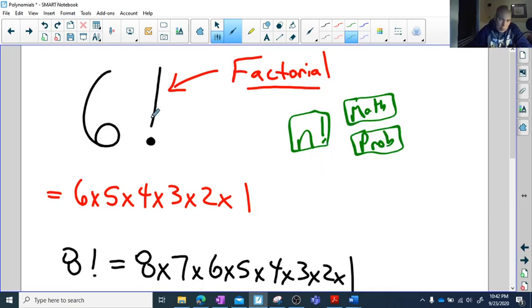When you hit 6 factorial on a calculator, what it does is take 6 times 5 times 4 times 3 times 2 times 1, and it gives you the answer. It multiplies this by every natural number below it. 8 factorial would be that. 27 factorial would be 27 times 26 times 25, till you multiply by 1. That's referred to as a factorial.